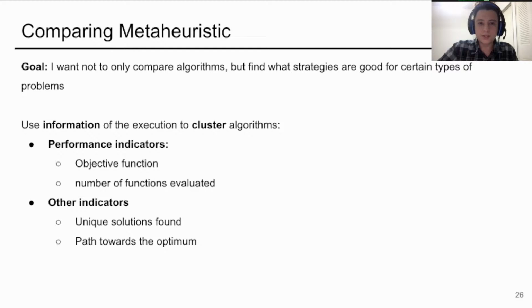And I said information, it's not so specific, and that's because we could use many things here. The first thing that comes to mind, for example, is the objective function. That's a performance indicator. And why? Well, it's reasonable to expect that similar algorithms will perform similarly on different problems. And we may have other indicators also, for example, the unique solutions that the algorithm found so far during the execution, or the path of the best solution towards the optimum. And then we can use those pieces of information to classify the algorithms using clustering.